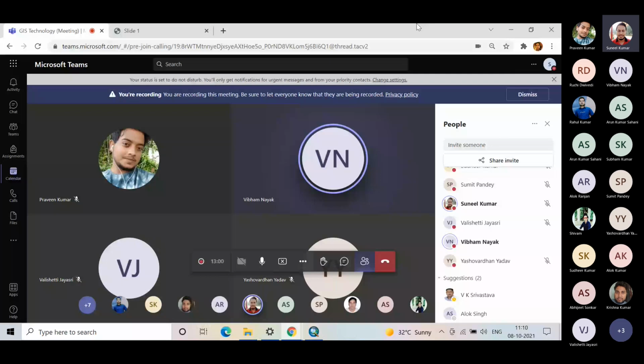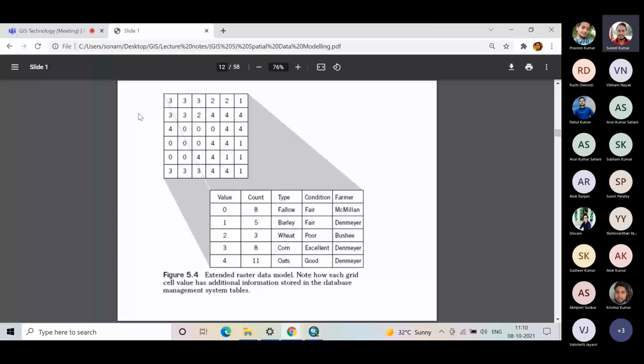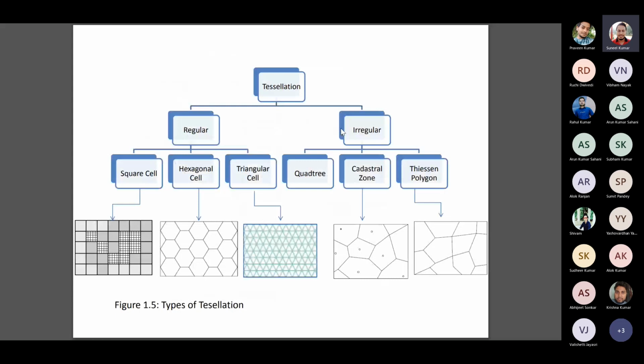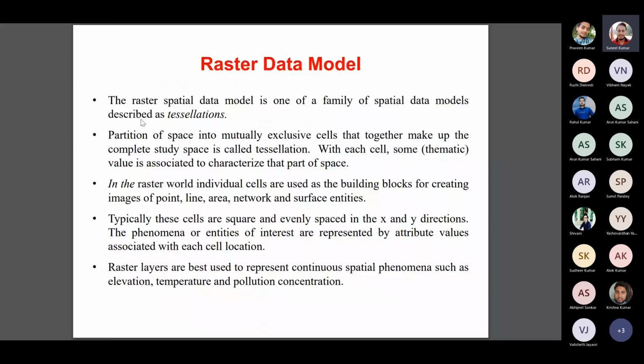When you go for a raster representation, you need to divide a complete space into cells. As you can see on the screen, the complete space is divided into cells. This is called the tessellation. So basically, when we use the raster data model, we use tessellation. And when somebody asks you what is tessellation, the correct answer is partitioning of space into mutually exclusive cells that together make up the complete study space.